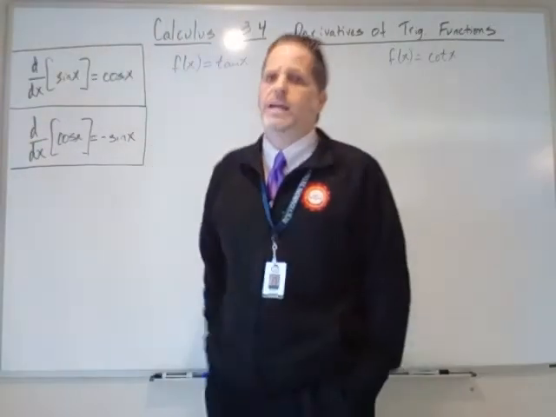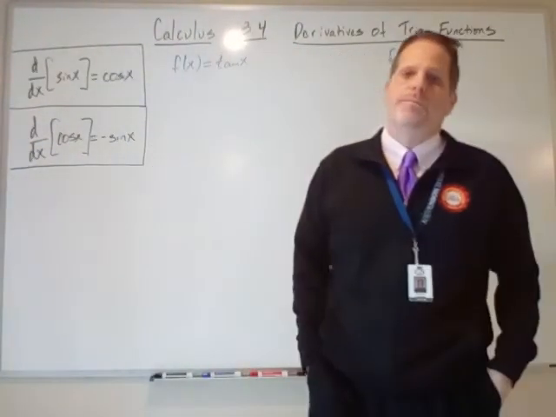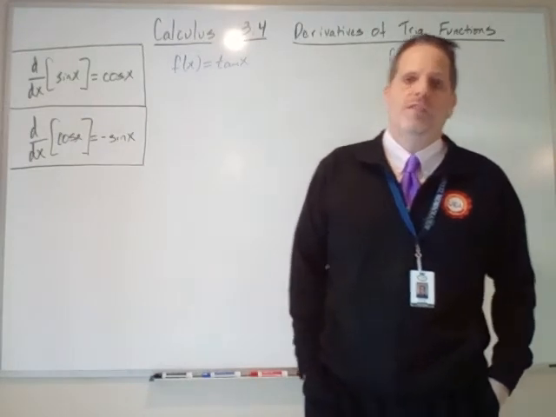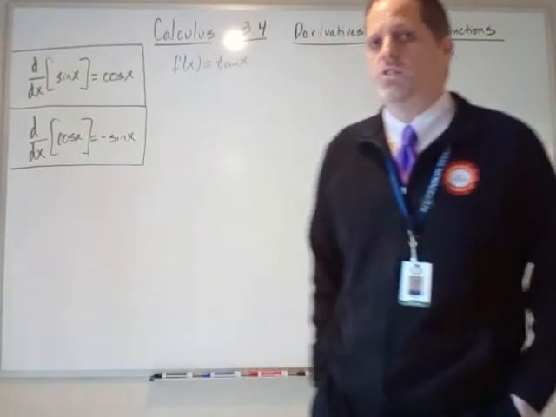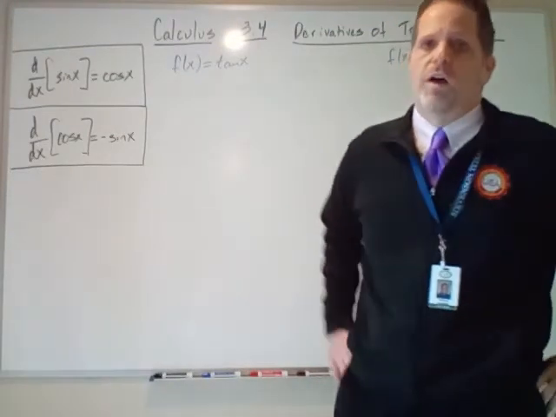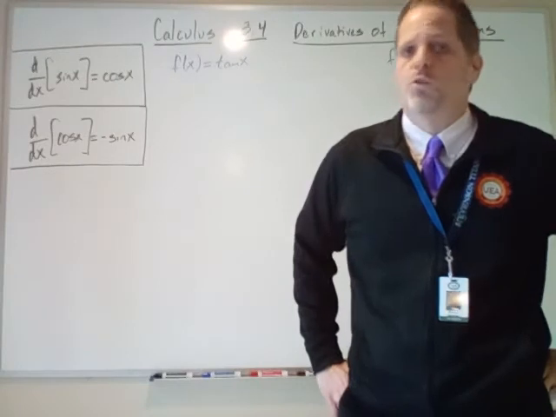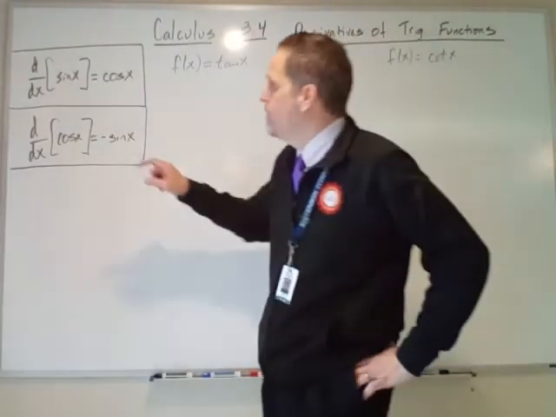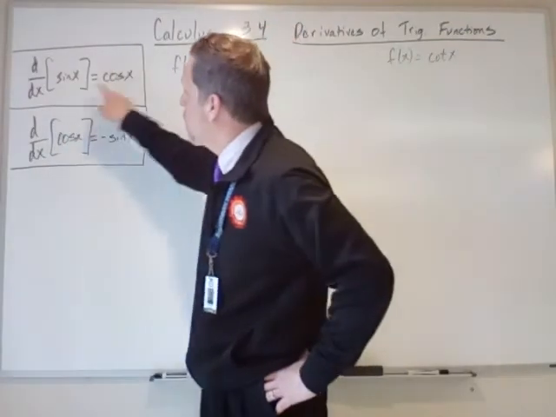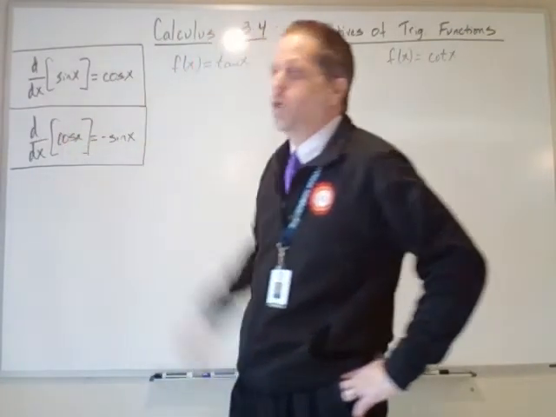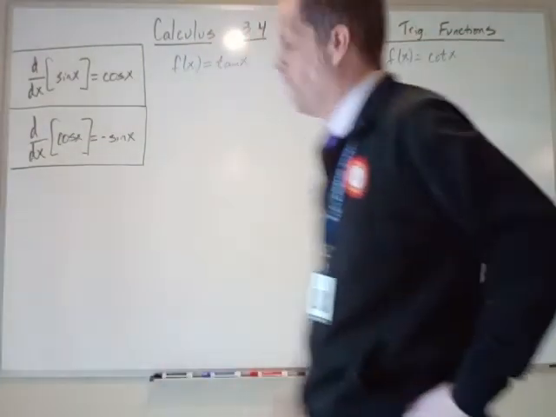Okay, let's find or derive the trig function derivatives for tangent and cotangent. And in doing so, we're going to reinforce our understanding of the quotient rule, as well as use the derivatives of the sine function, which is cosine, and the derivative of the cosine function, which is opposite sine.